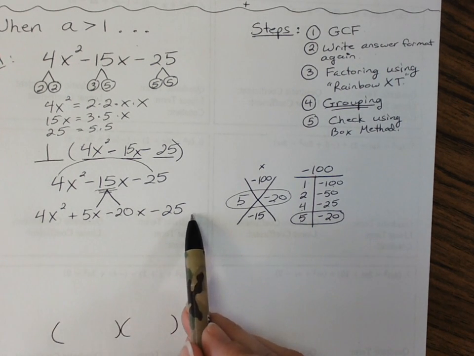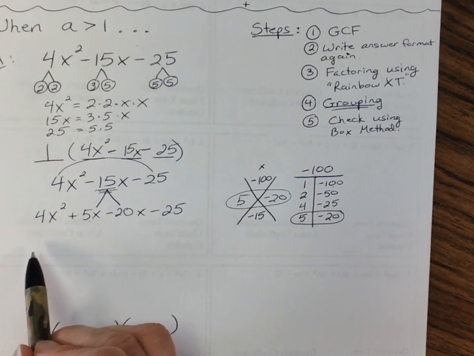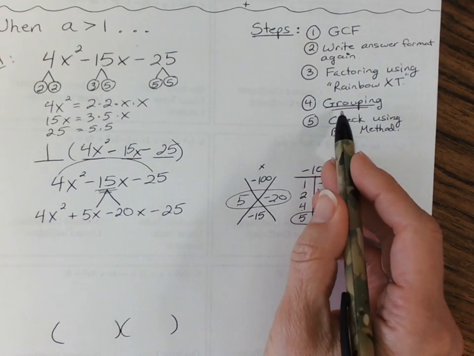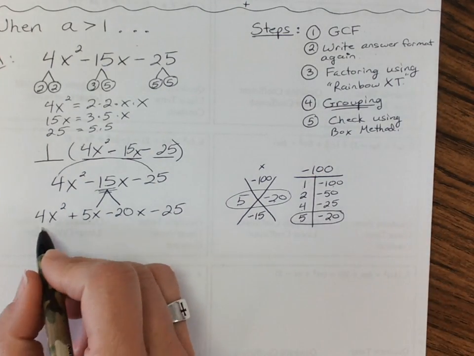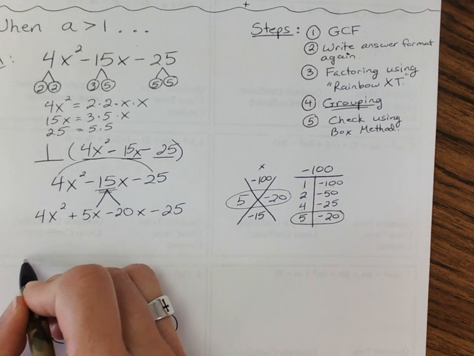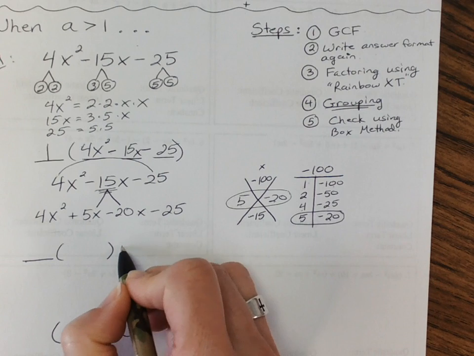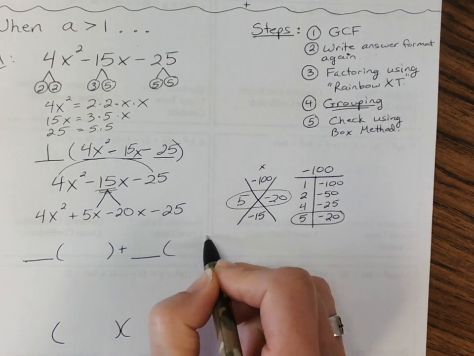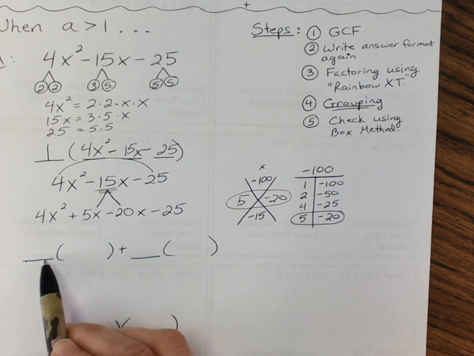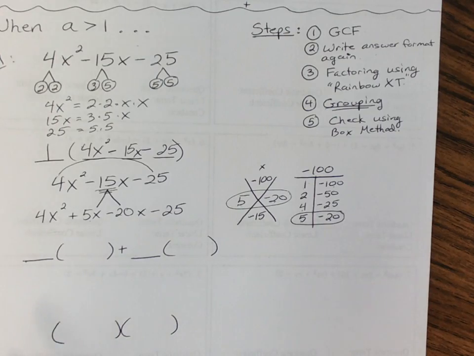So split it out like this. Next, we're going to draw a graphic organizer. This is going to enable us to do grouping. So leave yourself a little bit of room here, and I'm going to do this graphic organizer. It's a blank in parentheses plus a blank in parentheses. And in these blanks, I'm going to pull out GCFs of parts of this.